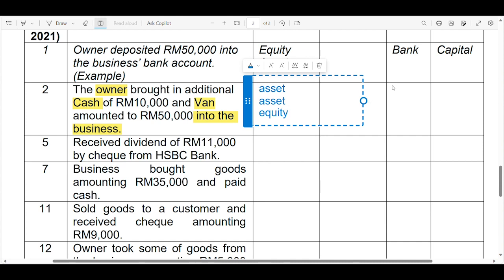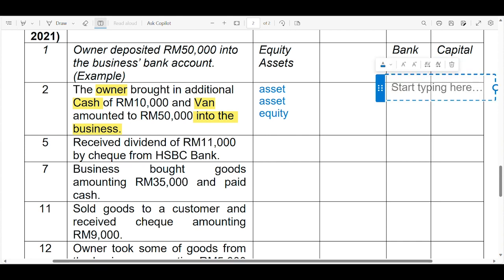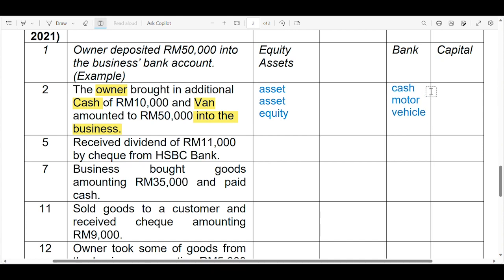So when asset increases, you debit asset account. For the first asset, which asset account is to be debited? Cash account. For the second asset, which asset account is to be debited? Motor vehicle. So you have two accounts in the debit column. And then when equity increases, you credit equity account. So which equity account is to be credited here? Capital account.